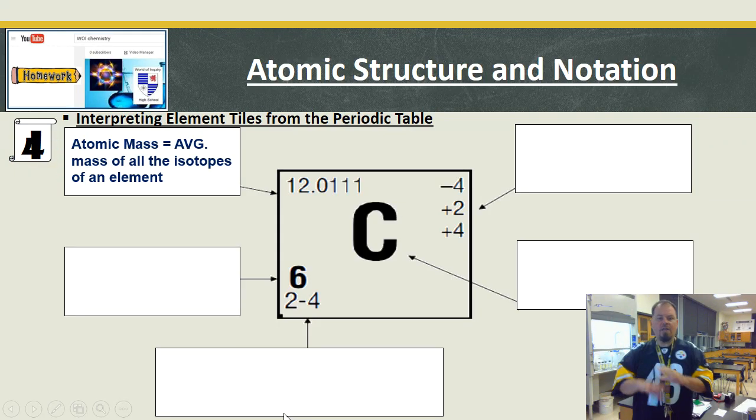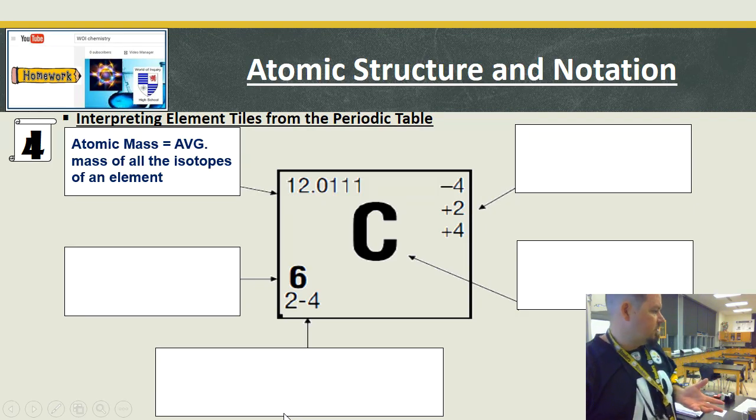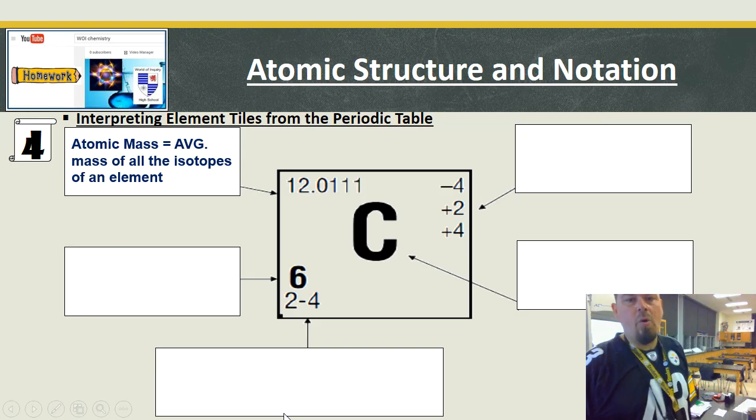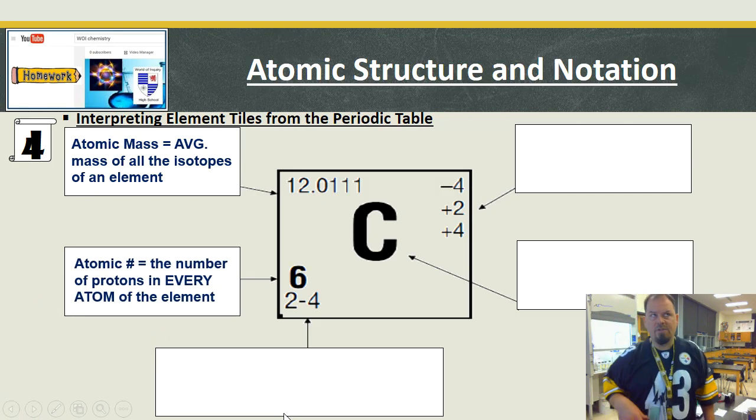Okay. Looking at my tile on the periodic table, the average atomic mass, or the atomic mass up top, is the average of all the relative abundant isotopes. We're going to get into that. That's a whole different video, how we calculate that. For right now, we're just going to use this as a whole number, round that down to 12. Okay. That's how we use it to calculate neutrons.